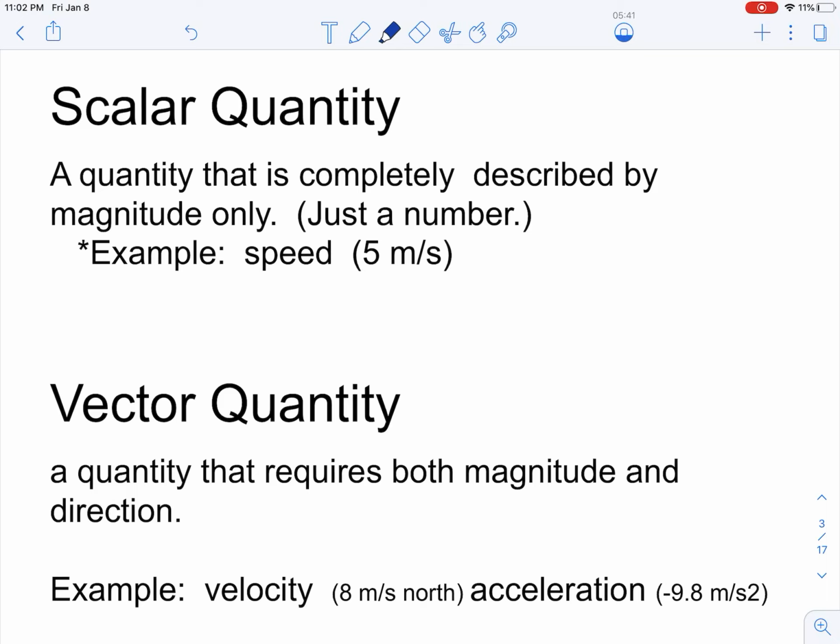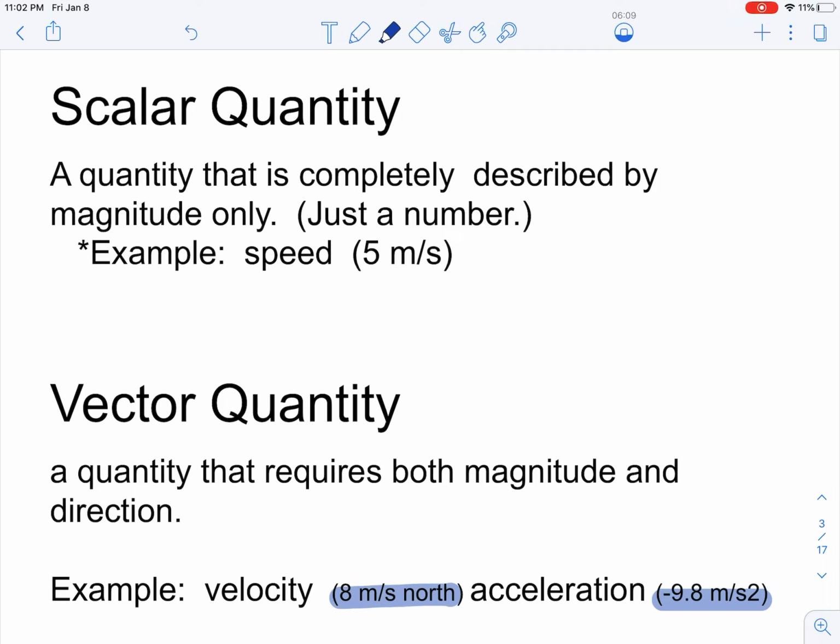You can see in the example here, I have 8 meters per second north, and then here I have a negative 9.8 meters per second squared. So in the first example, the word north gave me the direction. But where is direction in the second example? Well, 9.8 meters per second squared is the magnitude of my acceleration.